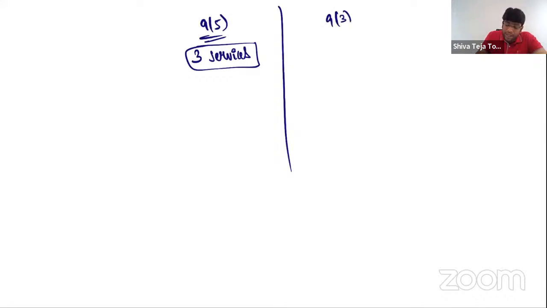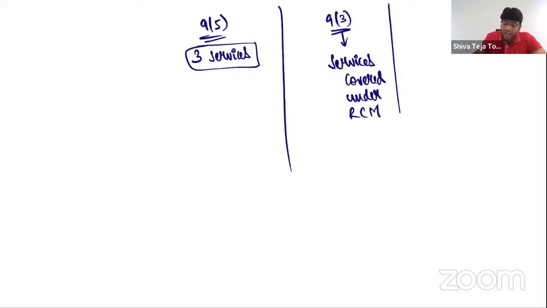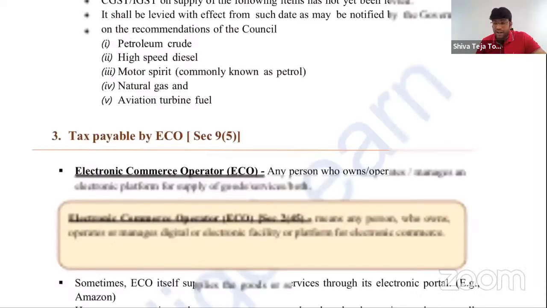So for the 3 notified services supplied through an e-commerce operator, the e-commerce operator is liable to pay GST. That concept is given by 9.5. And in 9.3, we have got the list of services which are covered under RCM. And finally, in this topic, we'll learn about section 10, that is composition scheme. Clear? First, let's look at what are the services which are covered under RCM.